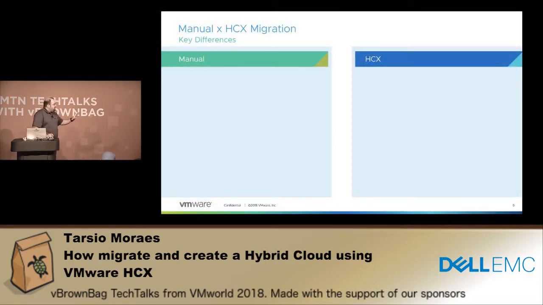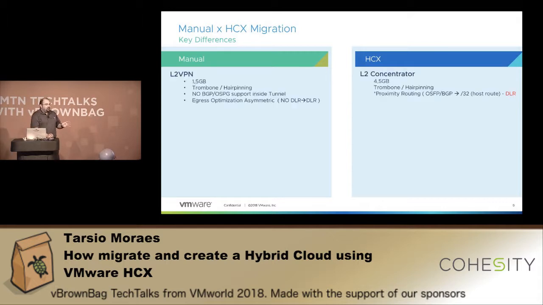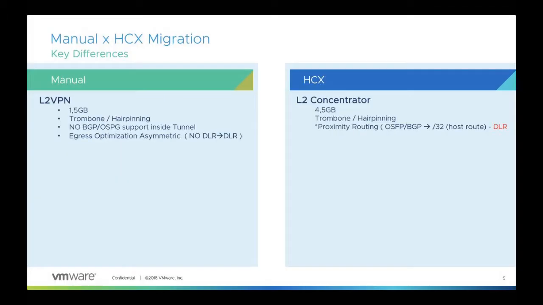Basically, what I want to show here is the experience that I have myself doing this manually with pure NSX, and now with NSX plus HCX. So basically, there are differences. Layer 2 VPN has a 1.5 gig limitation for each one, with this kind of layer 2 edge, but with the concentrator, which is a little bit more composed, I have almost 3 times more possibilities, okay?